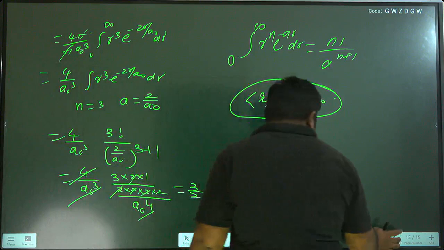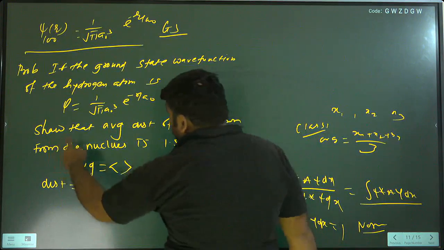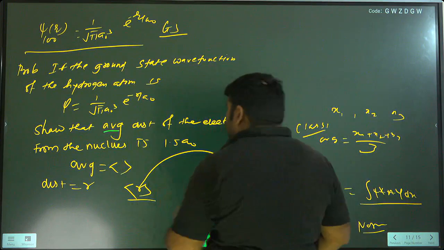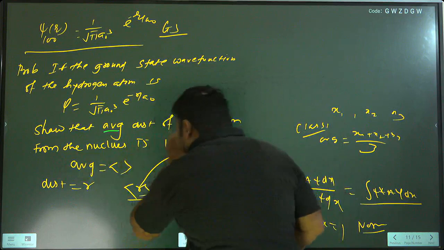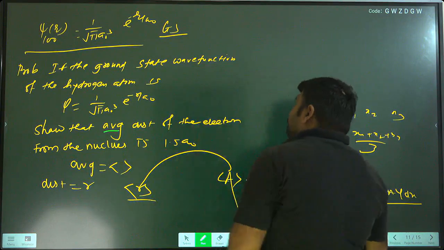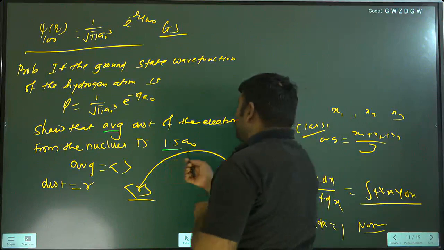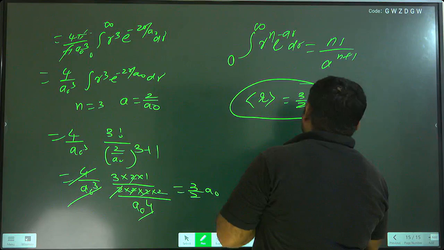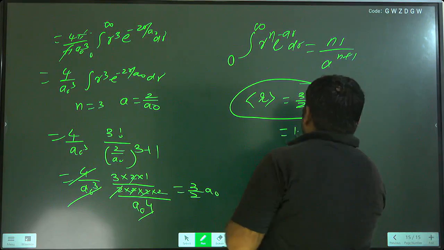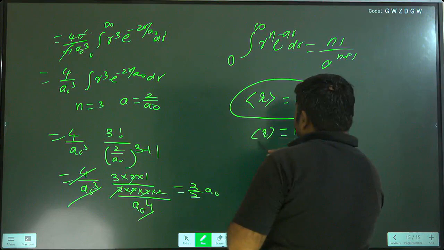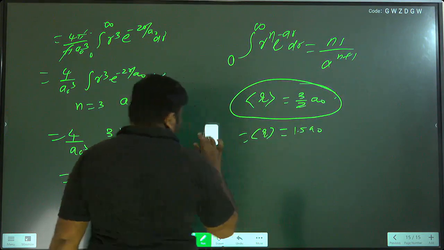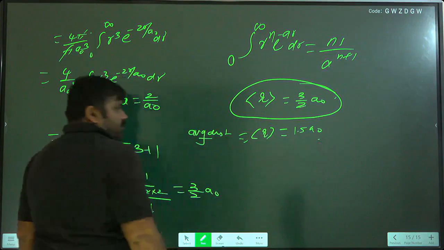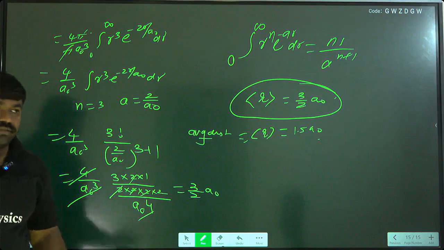And see what question they asked. What is the question? Show that the average distance, this word is important. Average means expectation. Distance of the electron from the nucleus is 1.5 Bohr radius. Okay, 1.5 Bohr radius. Is our answer coming? Our answer is 3 by 2, which is nothing but 1.5 Bohr radius. Expectation of r, average distance, is equal to how much? 1.5. Yes. What was not understood in this?